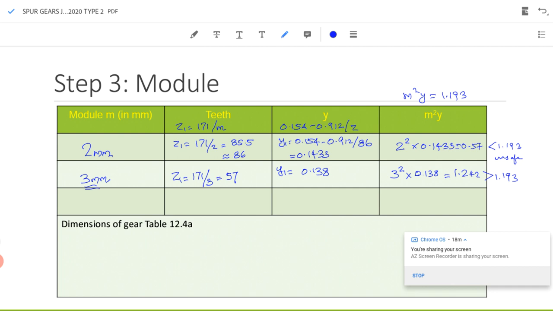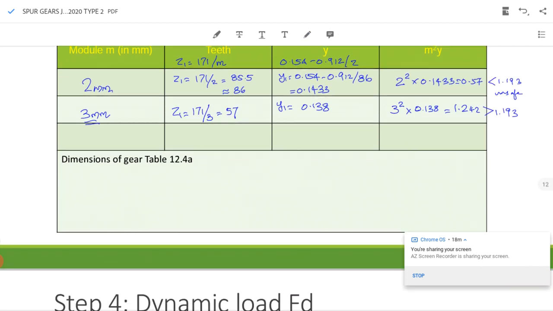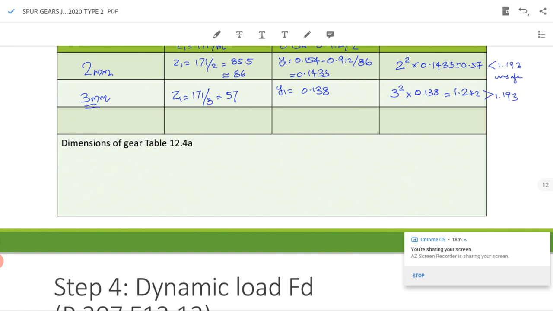After finding the module, I can write all the dimensions of the gear from table 12.4a. So I can find addendum, dedendum, and all the values in that table. Okay. Right. So this completes our third step. Fourth and fifth step is similar to type 1 question. We need to find FD and FW.